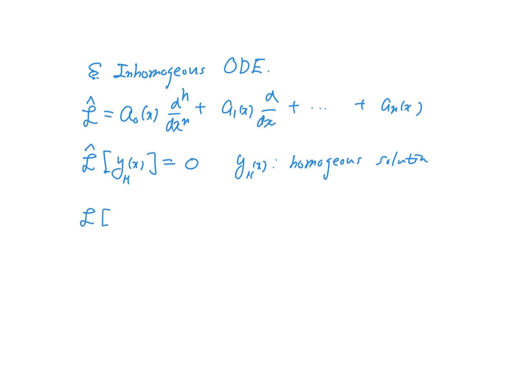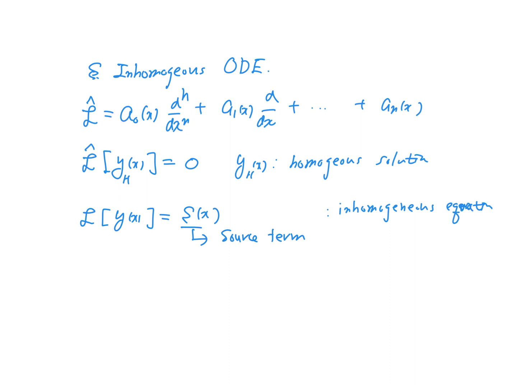However, there can be some S(x) on the right-hand side. If it is non-zero, then it is called the source term. If the right-hand side is non-zero, it's called an inhomogeneous equation. In that case, the homogeneous solution is also still a solution. So y(x) can be y_h(x) plus y_p(x). It's called the particular solution.